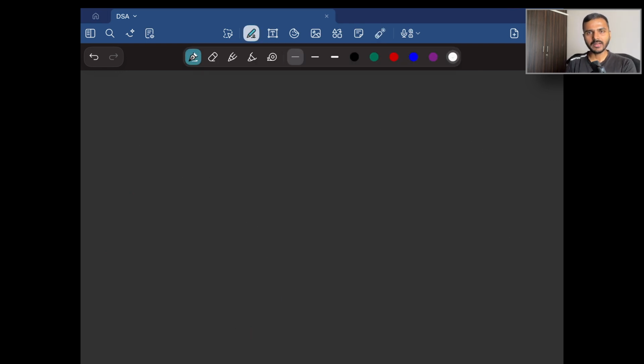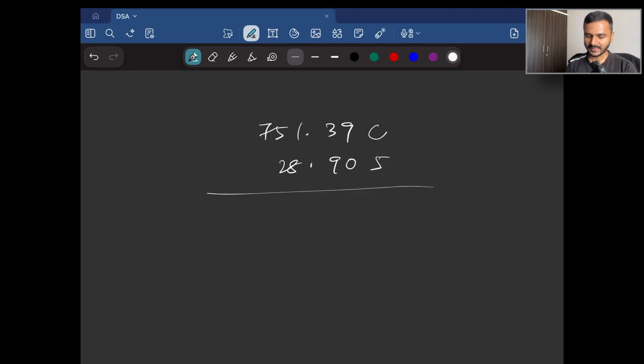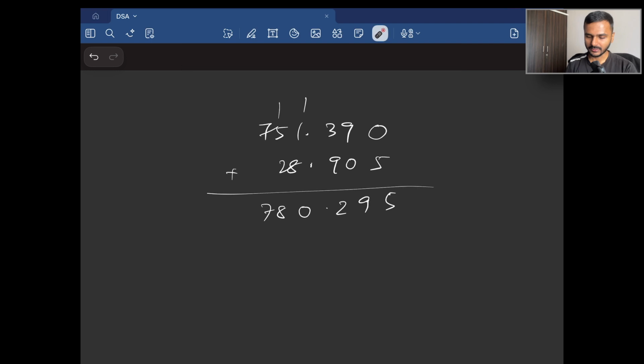Next, let's talk about addition. Let's start with something that we already know, which is the addition of two numbers represented in decimal number system. Let's say we take 751.39 and we add this with 28.905. To make addition easier, we'll put a 0 over here and we will continue. The answer would be 5, 9, 2, 1 carried over, 0, 1, 8, 7. So this is going to be 780.295.